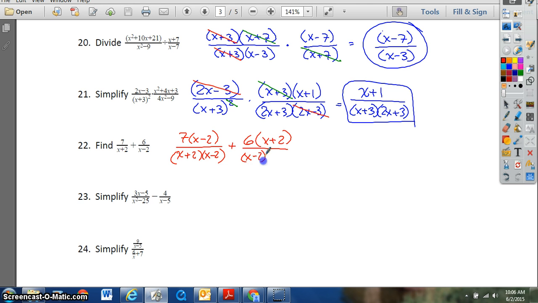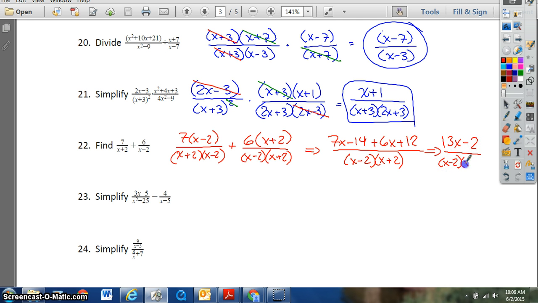This was x minus 2, so I multiplied an x plus 2 top and bottom. So what I'm looking at is 7x minus 14, 6x plus 12, all over x minus 2, x plus 2. So on top, looks like we're going to get a 13x. Looks like I have negative 14 plus 12, so that's negative 2. And so I have x minus 2, x plus 2. And that's it.